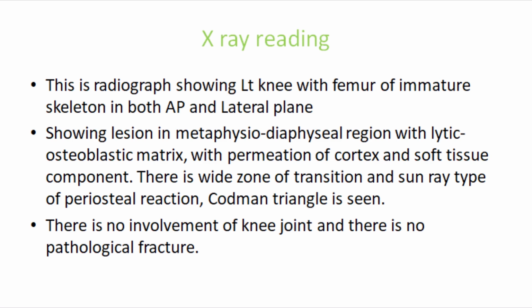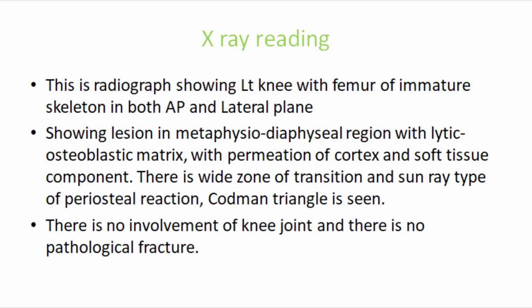There is a lesion in the metaphysiodiaphyseal region showing lytic and osteoblastic matrix with permeation of cortex and a soft tissue component. Zone of transition is wide. There is a sunburst type of periosteal reaction and Codman's triangle is seen. The knee joint looks normal and there is no pathological fracture.